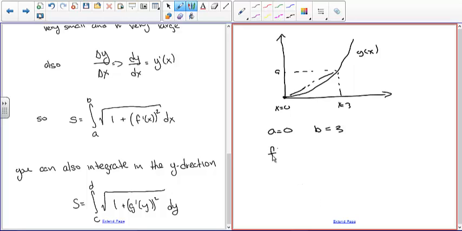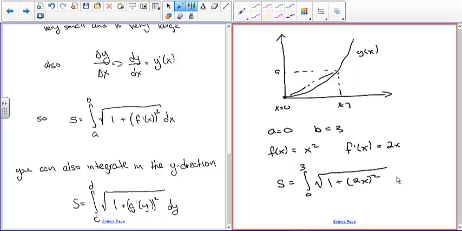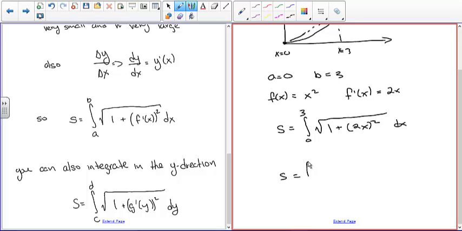So all we need, what is f of x? F of x is equal to x squared. So f prime of x, what we need to plug into this equation, is 2x. So the arc length is equal to the integral from 0 to 3 of the square root of 1 plus (2x) squared dx. Or s is equal to the integral from 0 to 3 of the square root of 1 plus 4x squared dx.